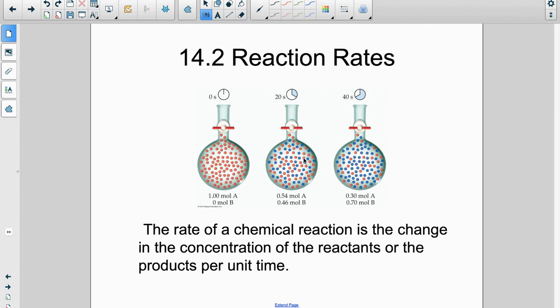So here is a representation of a reaction happening. The reaction that's happening here is A transforming into B. Very simple reaction. And you can see that time is going on. So we're now going to talk about reaction rates with a chemical reaction such as this. The rate of a chemical reaction is the change in the concentration of the reactant per unit time, or of the products per unit time.